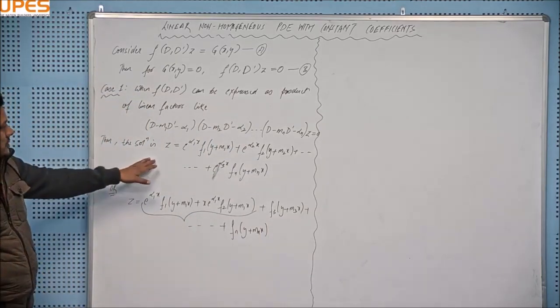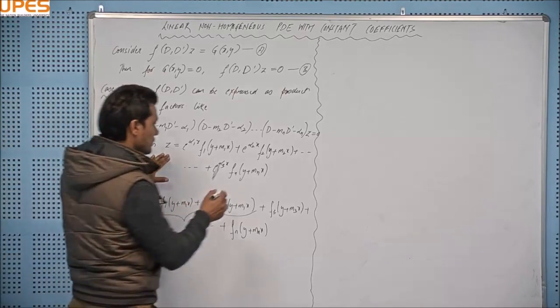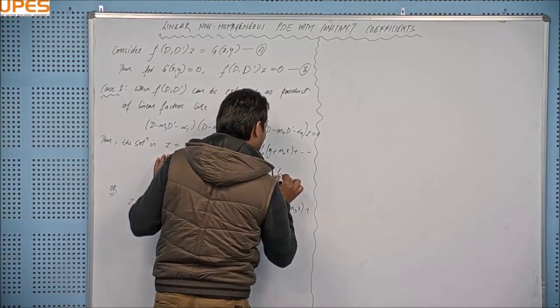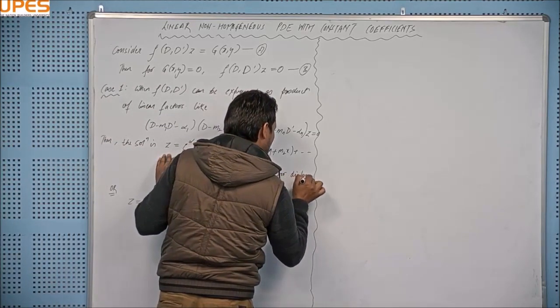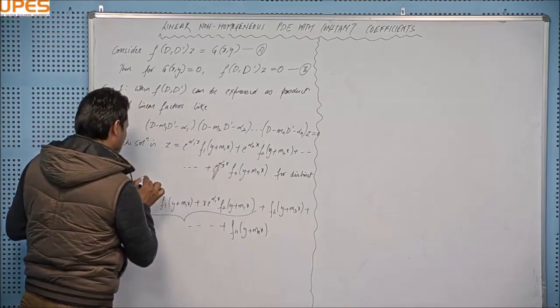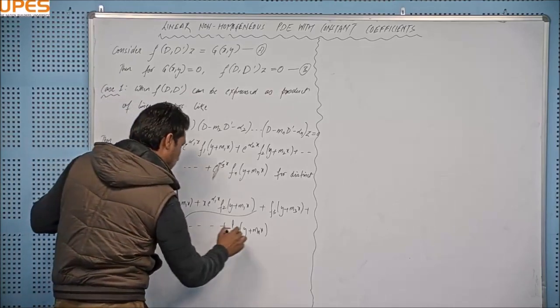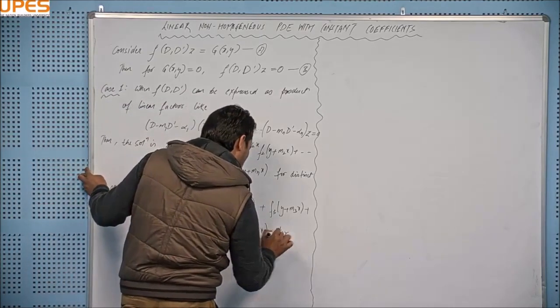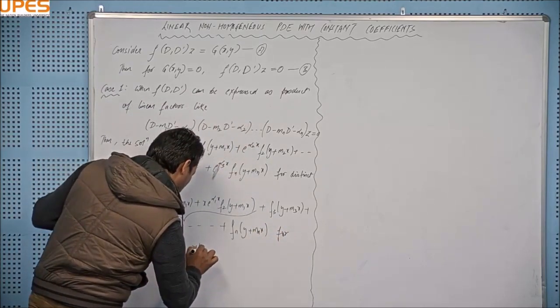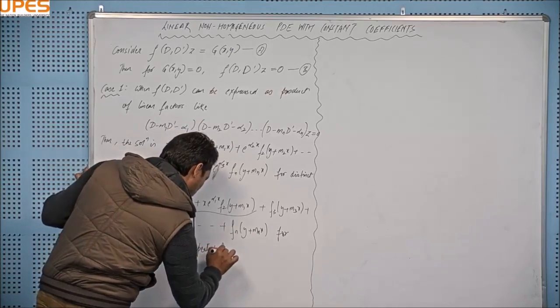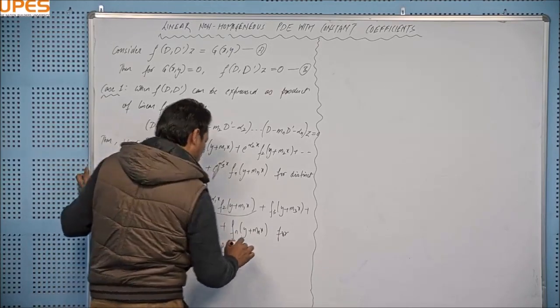So I have written two solutions. This is for distinct factors, and this is for repeated factors, for a factor repeated twice.